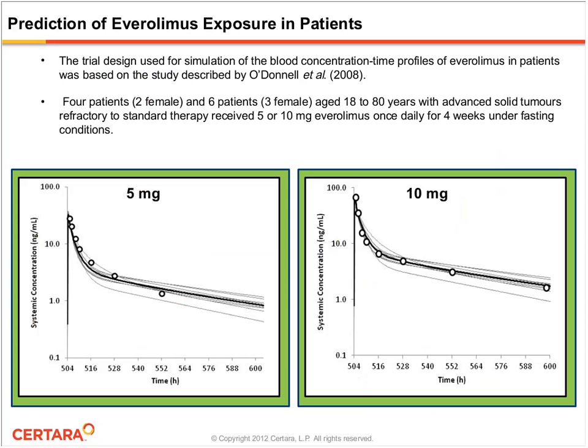So this is now showing you the prediction of Everolimus exposure in patients. What I've done is taken the Everolimus model as it was. I've changed the age-sex distribution to reflect that of the oncology population, changed the protein binding, and now I'm showing that I'm able to recover the exposures seen in oncology patients at higher doses of 5 and 10 milligrams, as can be seen here.